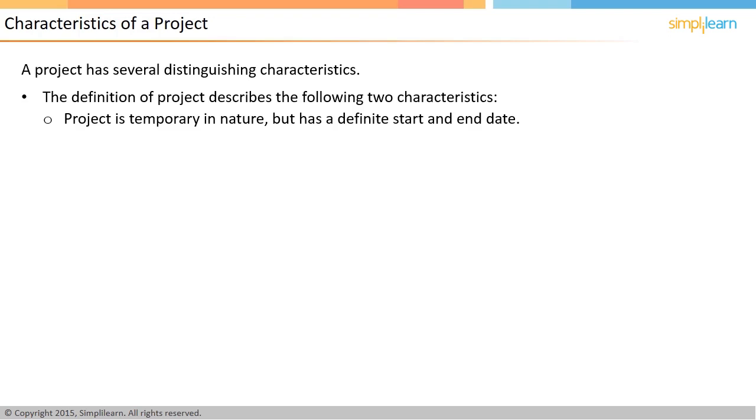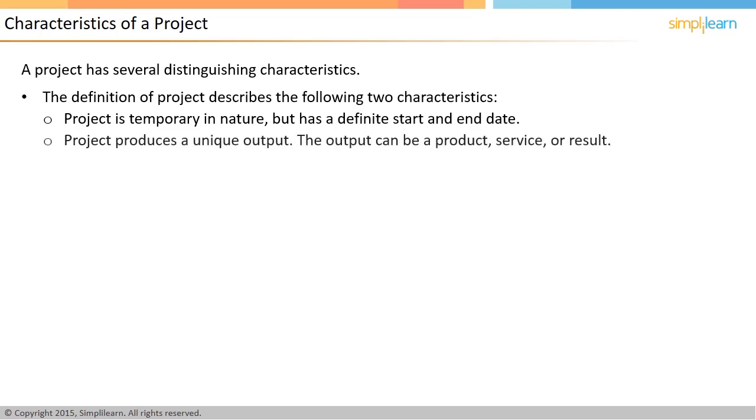For example, creating a new indigenous missile defense system for a country. However, there is always a definite planned start and end date for a project. It cannot go on indefinitely. Secondly, the project is supposed to produce a unique output. The output could be a product, service, or result. There can be many common activities between two projects, but the outcome of each project should be unique in some way or the other.